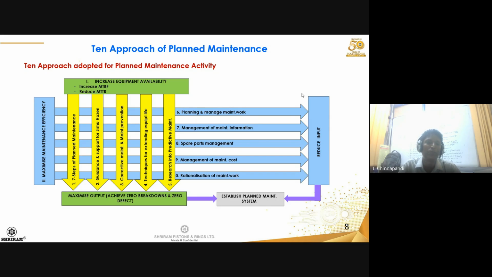These are the 5 things we have to do first. One is the 7 steps of plant maintenance, then guidance and supportive distribution, then corrective maintenance and maintenance prevention, then different techniques adapted. Then the second point is maximize machine efficiency. For that also, these are the actions. So when you put together all these 10 actions, we can achieve a zero breakdown plant. Next.